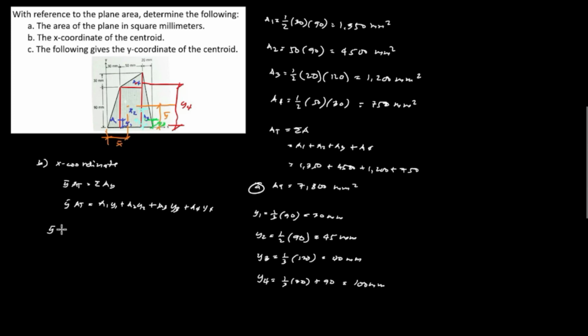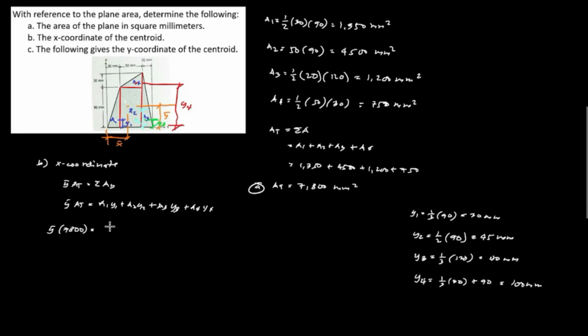Y bar times area total, which is 7,800, is equal to area 1, 1,350, and y sub 1, 30 mm, plus area 2, 4,500, and y sub 2 is 45, plus area 3, 1,200, times y sub 3, 40 mm, plus area 4, 750, and y sub 4 is 100 millimeter.